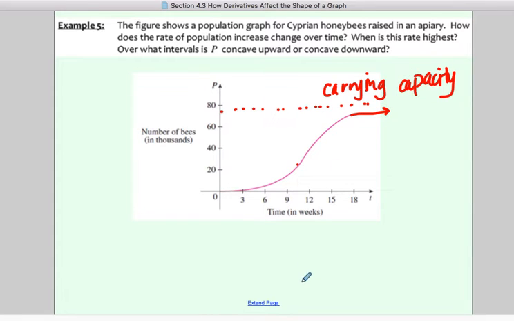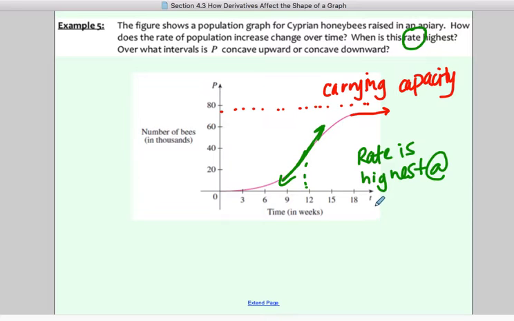When is the rate the highest? Okay, I would say roughly right here. What is that, about 12? Okay, when is the rate the highest, which is basically a rate, is your first derivative. So the rate is the highest at t equals 12-ish, 12 weeks.